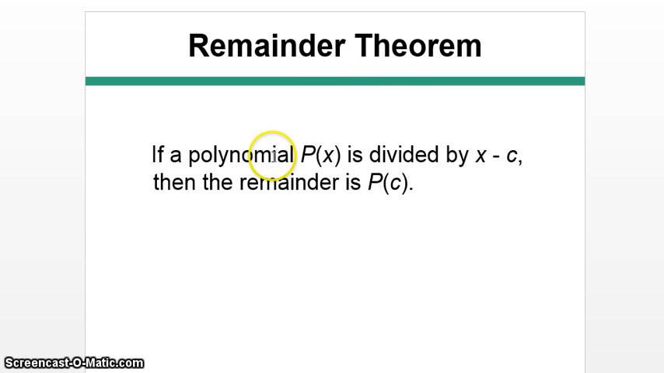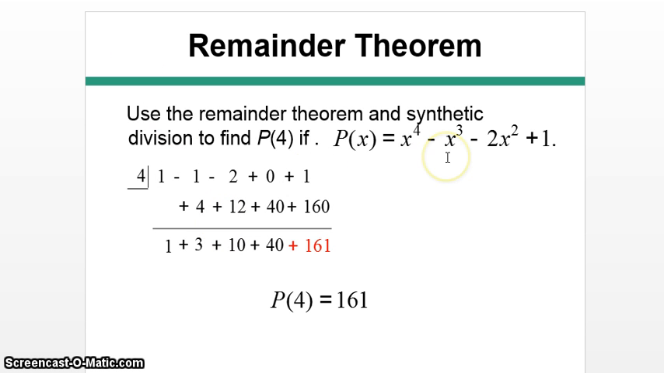Remainder theorem. If polynomial p of x is divided by x minus c, then the remainder is p of c. Let us apply this statement to our polynomial. Use the remainder theorem and synthetic division to find p of 4. Let us divide this, then we'll see how much the remainder is, and that will be the remainder for this polynomial.